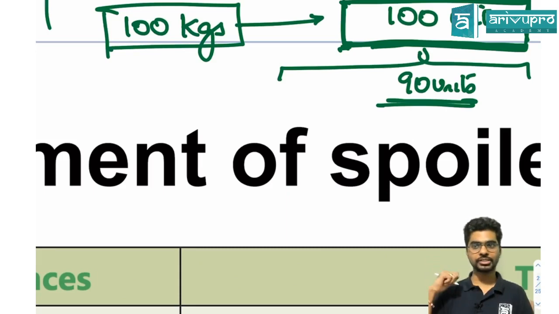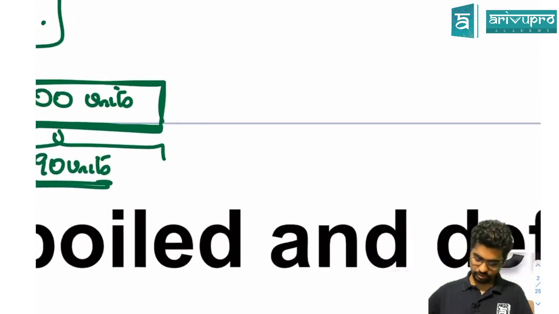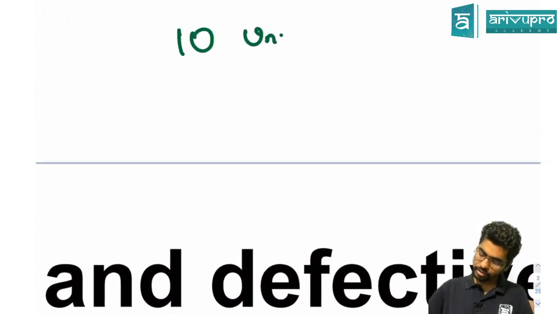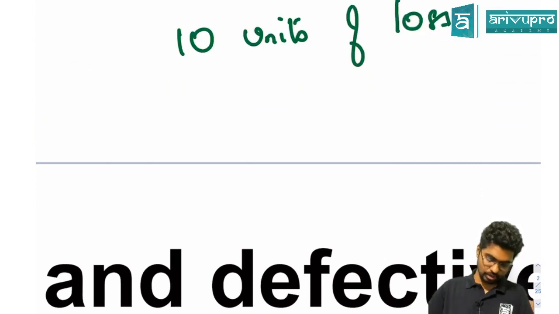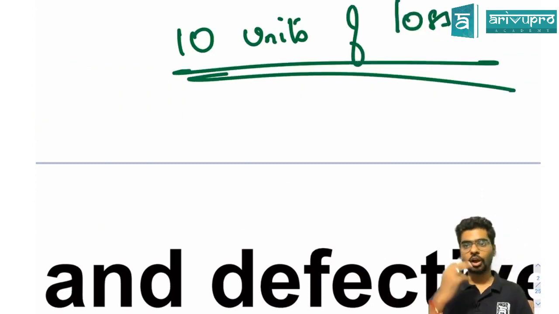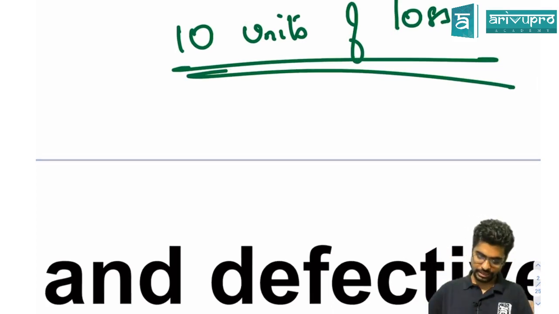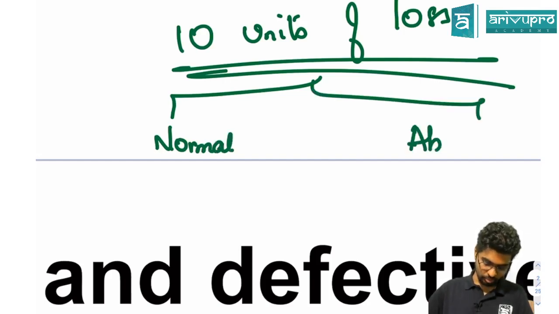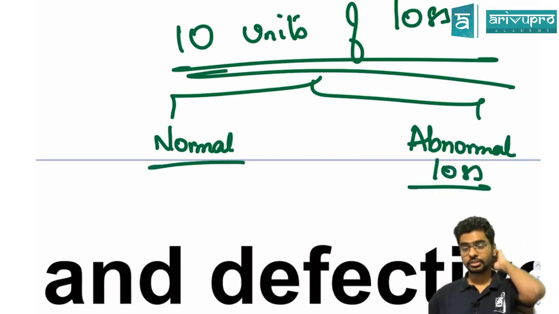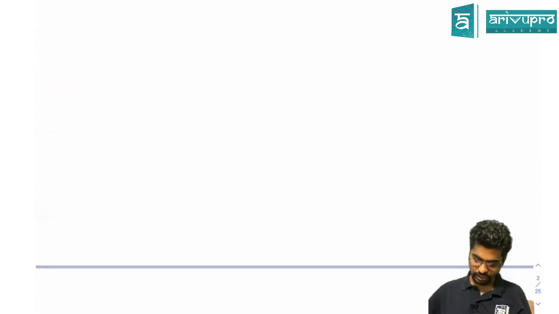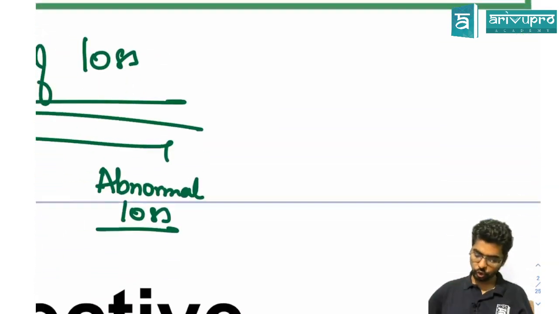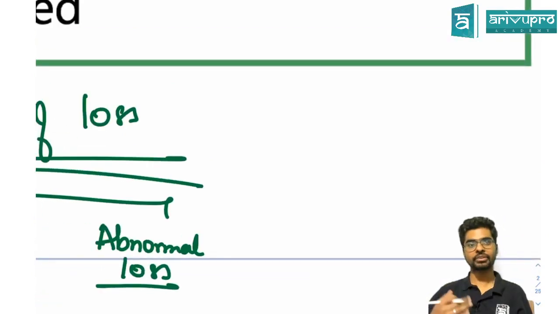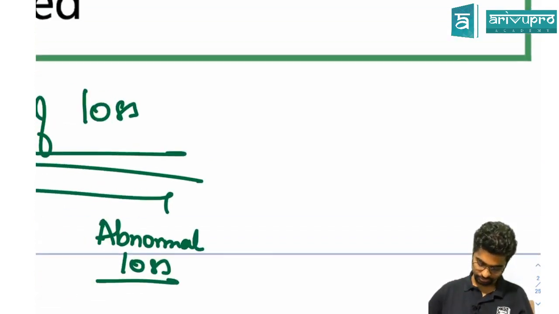How many units of loss do I have? I have 10 units of loss. Always I need to remember what is the cause of this loss. Is it because of the normal loss or is it because of the abnormal loss? Understood? Now let me start making 2-3 examples which is going to help me with my further chapters too. So let's try looking into it.